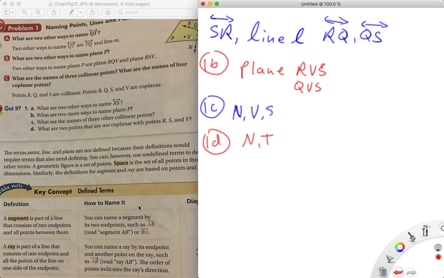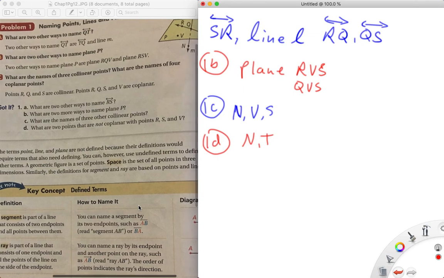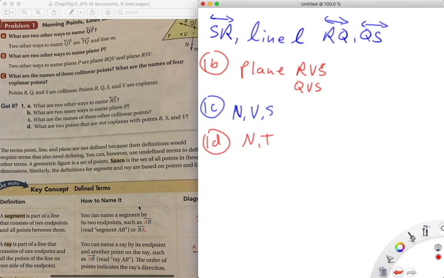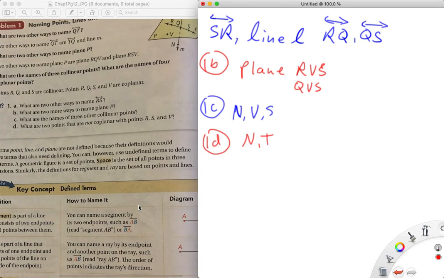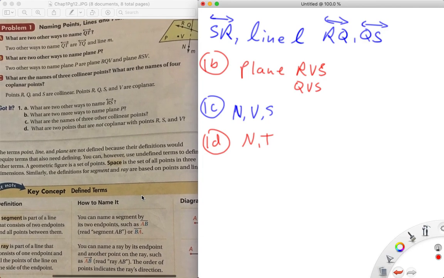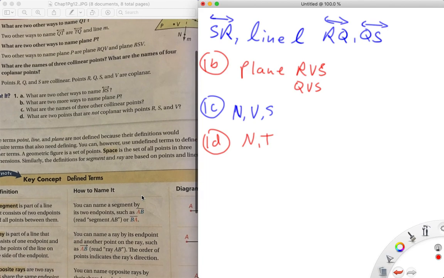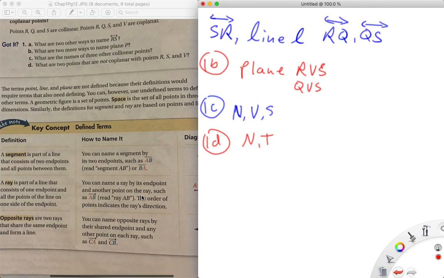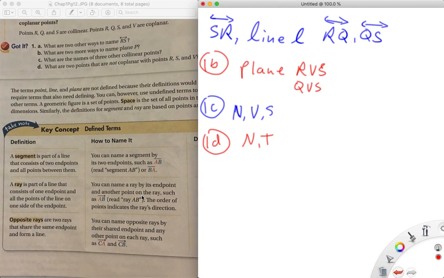It says the terms point, line, and plane are not defined because these definitions would require terms that also need defining. However, we use undefined terms to define geometric terms. Geometric space is the set of all points in space. So space is just a set of points in three dimensions. You don't have to worry too much about space, but we'll talk about those things that we can talk about within the space.